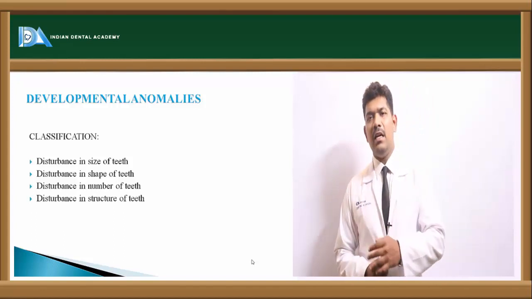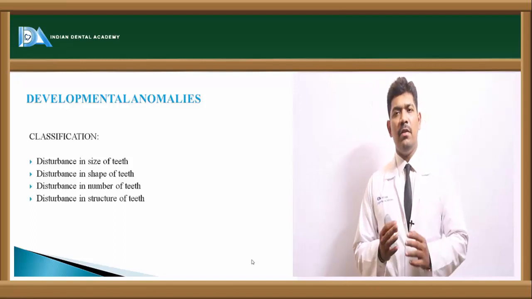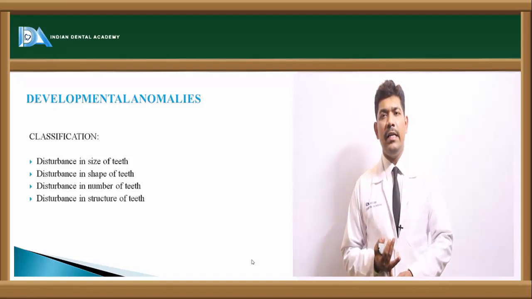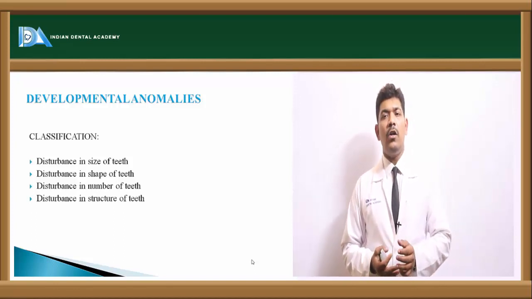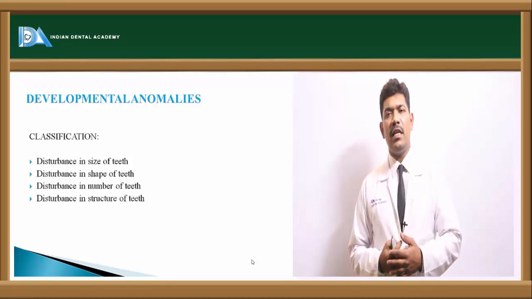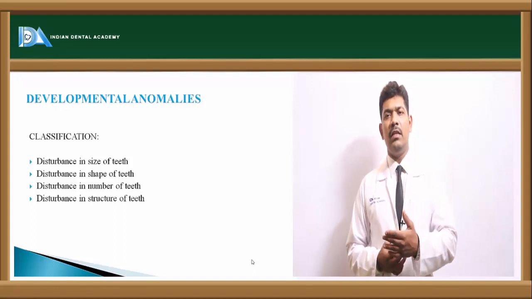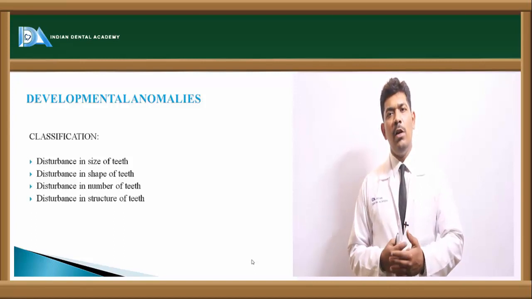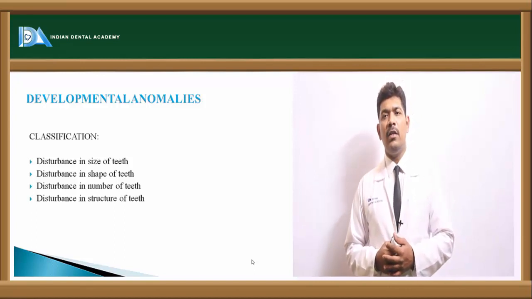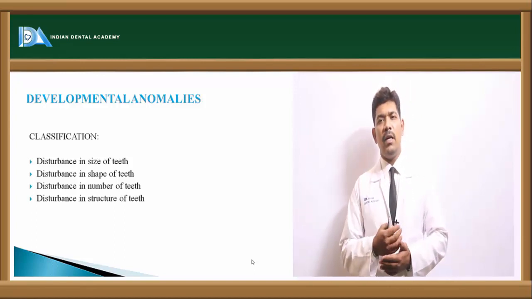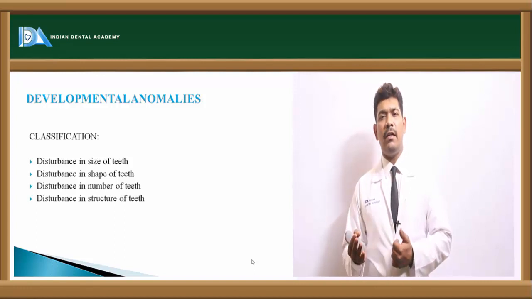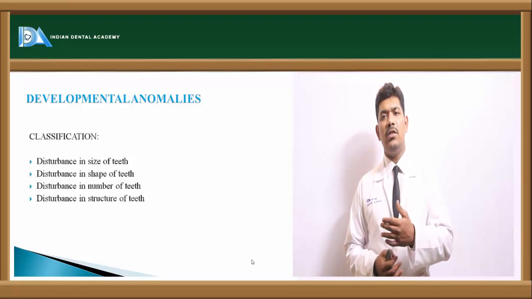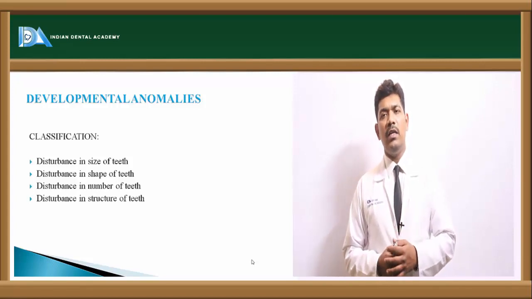Now, be it any developmental anomaly, the basic etiologies remain the same. It could be either hereditary or genetic or traumatic during the developmental stages of the formation of the teeth. Any particular external trauma or insult to this particular tooth bud will result in a developmental anomaly. So the etiological factors remain the same, but the cause and the effect will be slightly different depending upon what stage of formation the tooth bud is in.